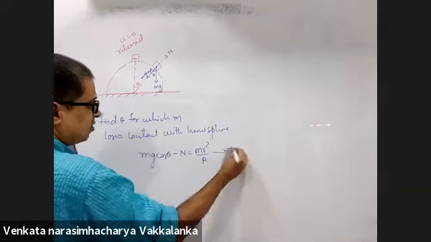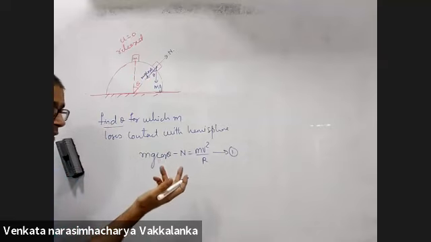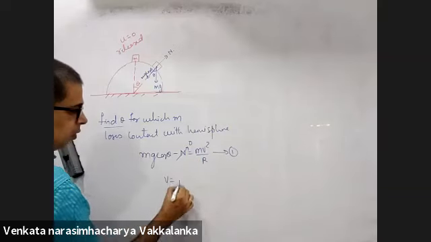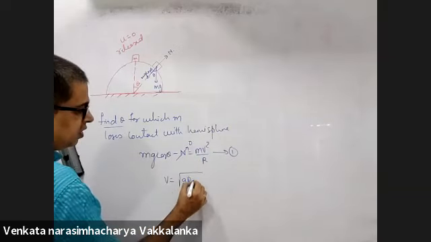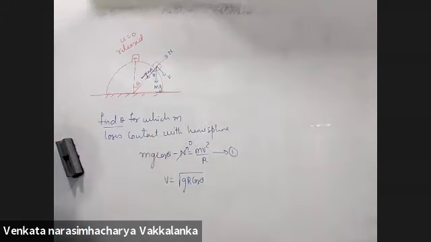Do you agree with the first equation? You are finding out theta at which the body loses contact. So normal force N is 0. So v should be root over of gr cos theta. That will be the velocity here.